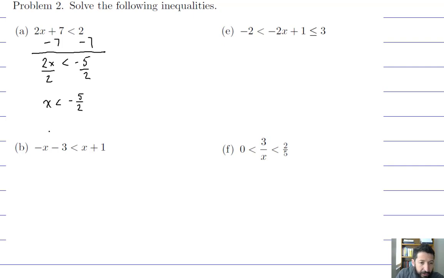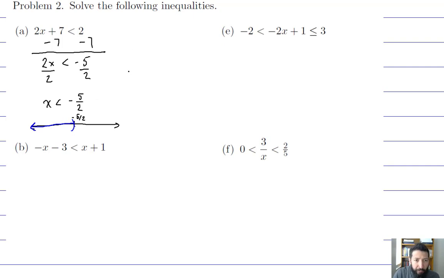Then you can draw your inequality the same way we did before, where we have your -5/2. Sorry, I'm writing a little bit small there. You're looking at the numbers that are to the left of it, because you're looking at the numbers that are less than that. And it's open because you have a strict inequality. And so that interval, or the solution set to this inequality, will be the interval from negative infinity.